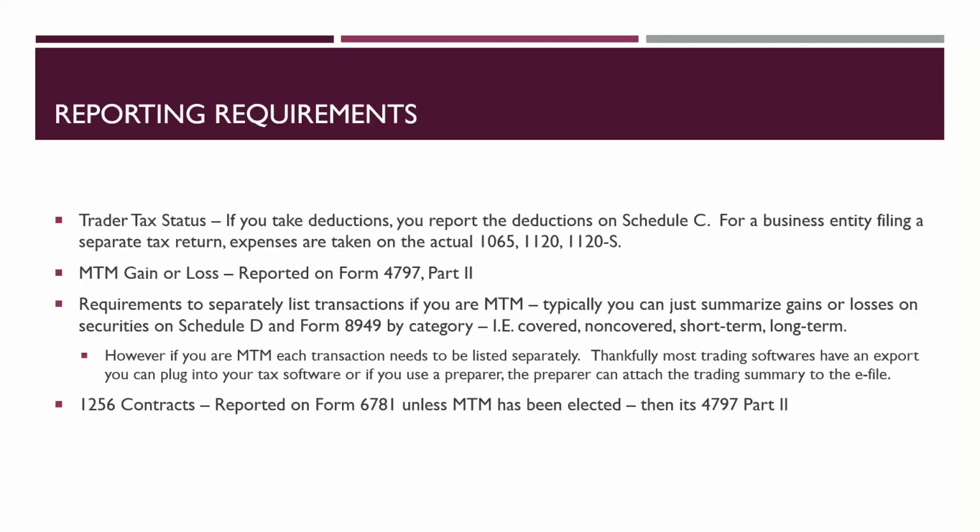So this can be very arduous if you have thousands of trades. You need to make sure that the trading activity is attached to your return as a separate PDF. Or if you have a tax preparer, you need to make sure you give the preparer the actual trading summary. It has to agree to what you're reporting on your 4797 to avoid any issues. Okay. 1256 contracts, they're all reported on Form 6781. Unless mark-to-market's been elected, then it's 4797 Part 2.